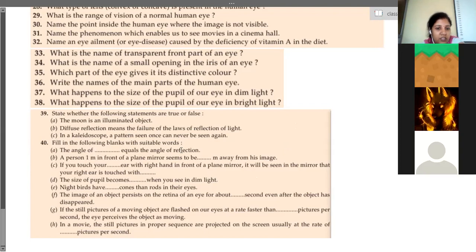The angle of dash equal to the angle of reflection. Incidence. A person 1 meter in front of a plane mirror seems to be dash meters away from his image. 2 meters. It is 2 meters. The person is 1 meter in front of the plane mirror, that means the person is 1 meter from the mirror. The image is behind the mirror at the same distance. So from image to plane mirror is 1, and plane mirror to object is 1. So totally there are 2 meters.